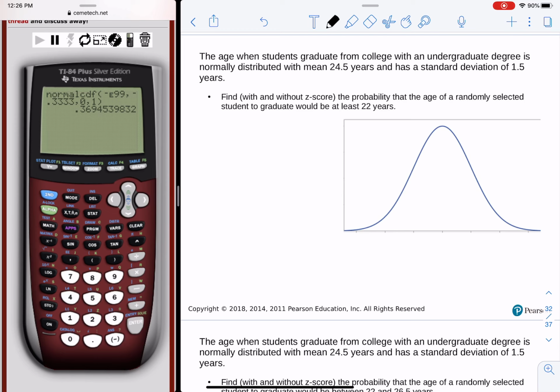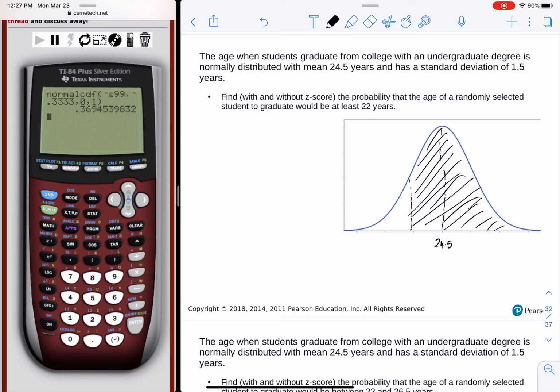So it is the same problem, and this time we're going to try it with and without the z-score to find the probability that the age of a randomly selected student to graduate would be at least 22 years. So it's 24.5, the mean is right over there, and 22 perhaps is right here. It's just a guess. And we want to find that area. It is always good practice to draw this graph and shade it so that we don't make any mistakes.